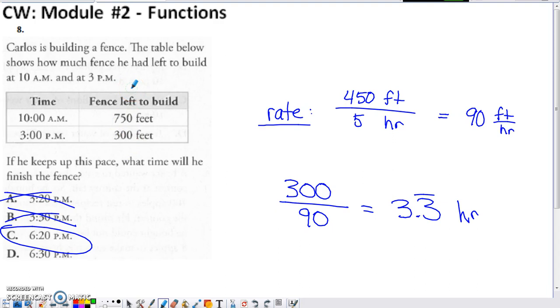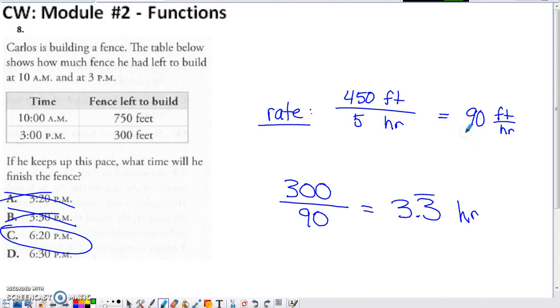Well, 750 minus 300 is 450, right? So he built 450 feet between 10 a.m. and 3 p.m. Well, how many hours went by between those two times? The number of hours that went by would have been 5. So the rate that he's building is 450 feet divided by 5 hours, which ends up being 90 feet per hour that he's able to build.